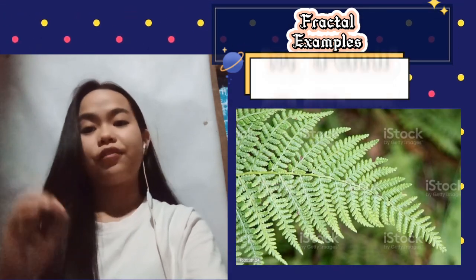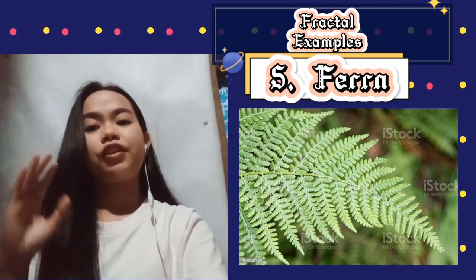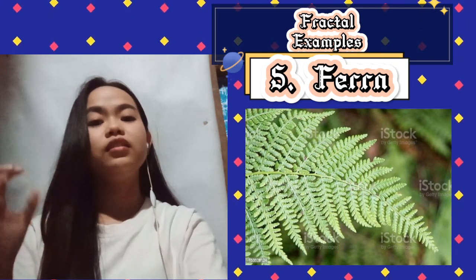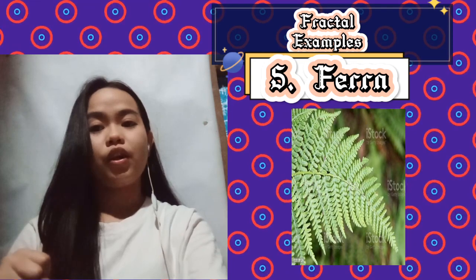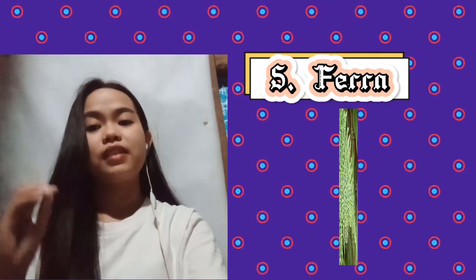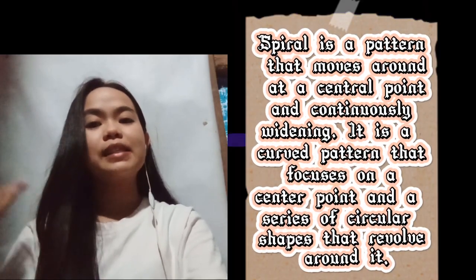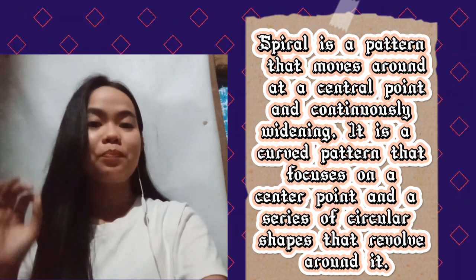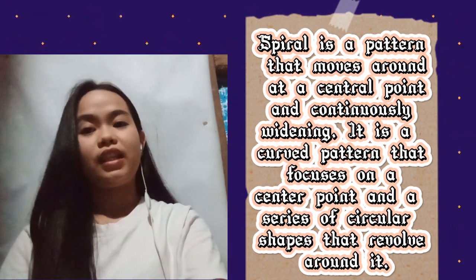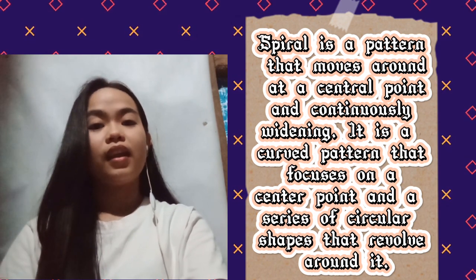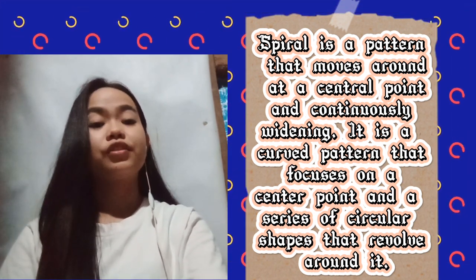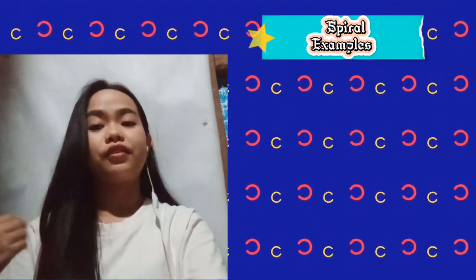And the last one is the fern. Fern is also termed fractal since enlarging a little area of the figure reproduces the original figure. Or if you will, the part contains the whole. So the third one is the spiral. What is spiral? Spiral is a pattern that moves around a center point and is continuously widening. It is a curved pattern that focuses on a center point and a series of circular shapes that revolve around it. So the examples of this are the following.